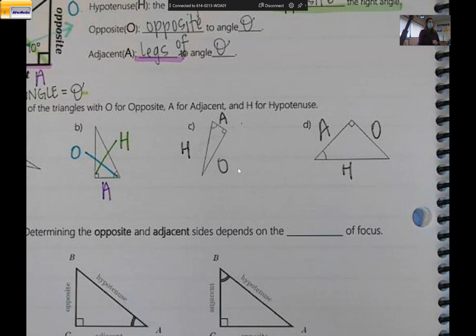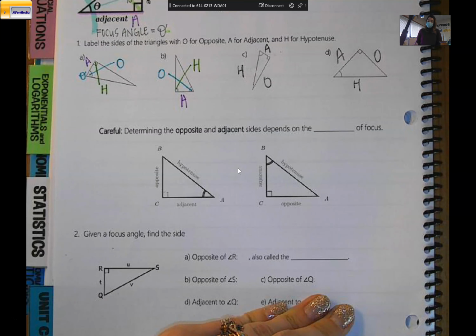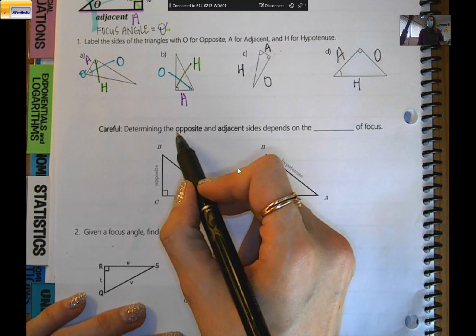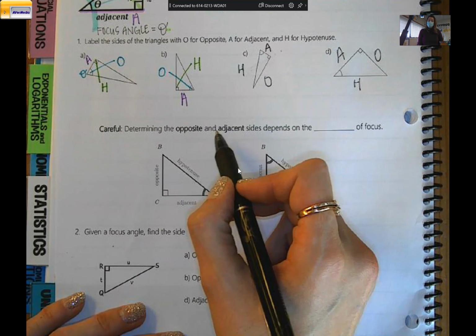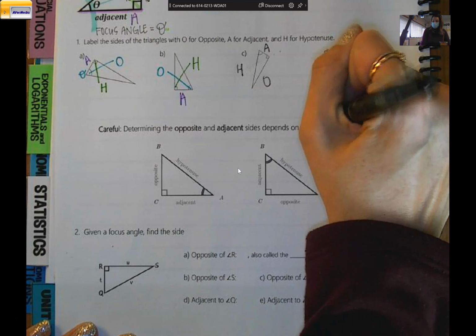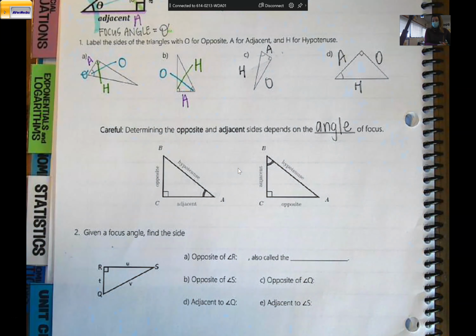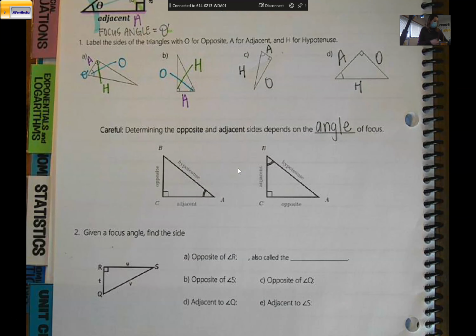You're hanging in? Okay, so the biggest takeaway from this top part is that figuring out which side is opposite and which side is adjacent depends entirely on the angle of focus. So you have to make sure that you're really clear on what angle they are wanting you to look at.